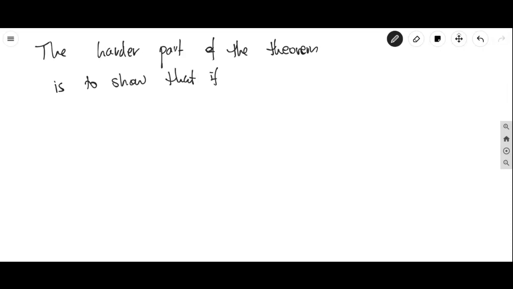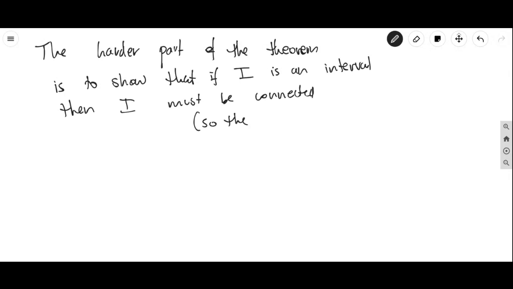So the harder part of the theorem is to show that if I is an interval, then I must be connected. So the only clopen sets in I are the empty set and the entire set. That's what we have to show. We have to rule out the possibility of any other clopen set. This is harder to do because in the previous one, we just had to produce a separation. Here we have to show no such separation can exist.